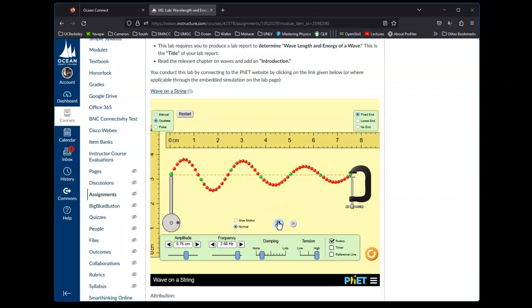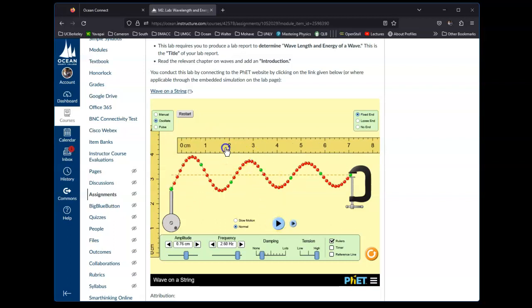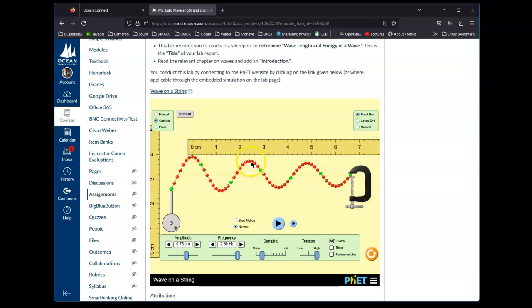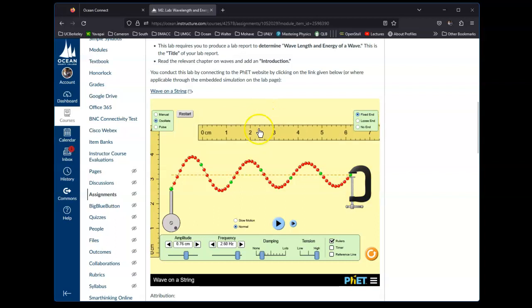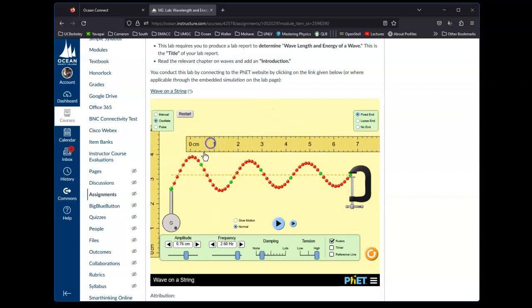And there we go. As you can see, it's going crazy. All I need to do is to stop it. There we go. And then I can measure the wavelength from here to here, from peak to peak, crest to crest, or from trough to trough if you want, from the lowest point to the lowest point. You're going to get the same answer. It doesn't matter. Okay. So that's basically how you measure the wavelength.